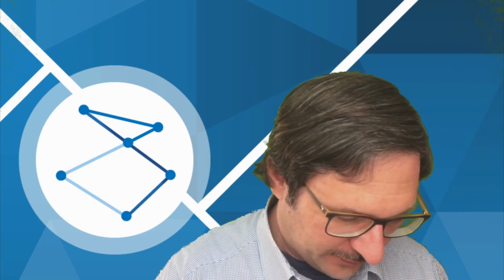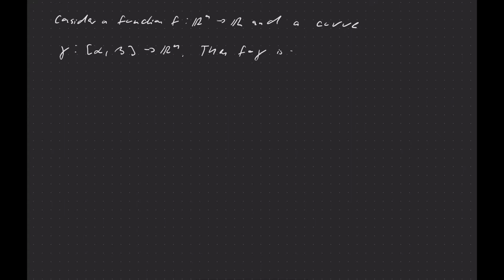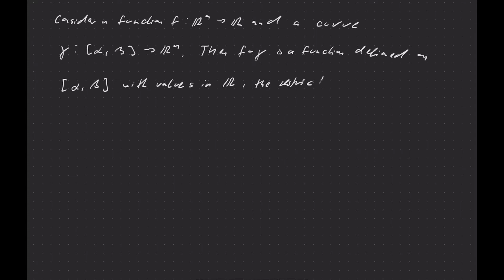So to recap, consider a function f, defined on R^n and mapping to R, and also a curve gamma, defined on some interval [alpha, beta] and mapping to R^n. Then basically f after gamma is a one-dimensional function. So that is a function defined on the interval [alpha, beta] with values in R. It's the restriction of that function f to the curve gamma.